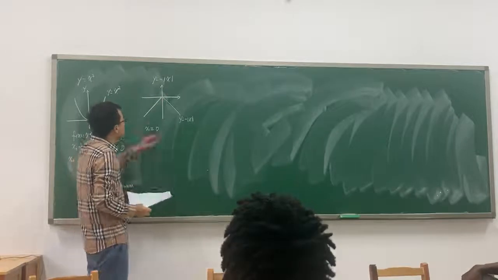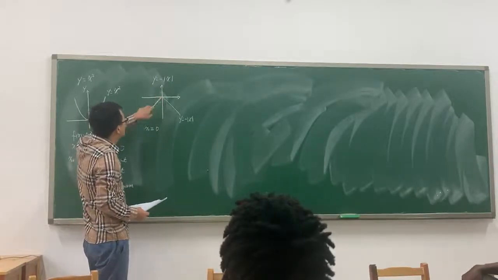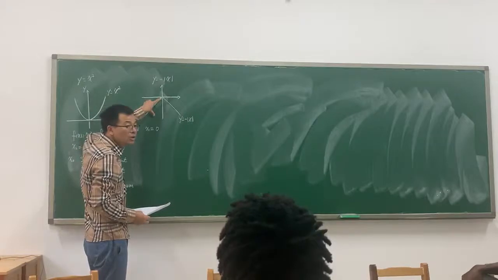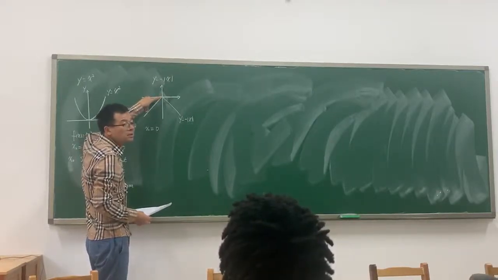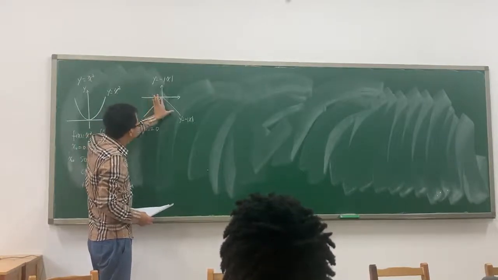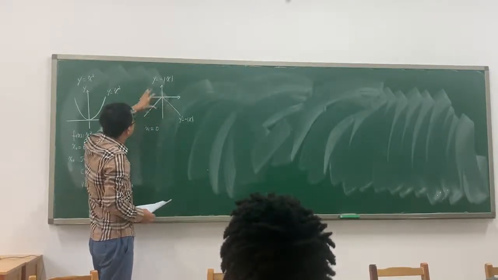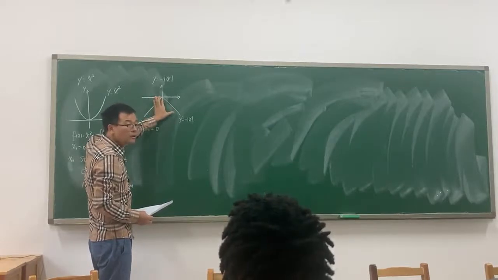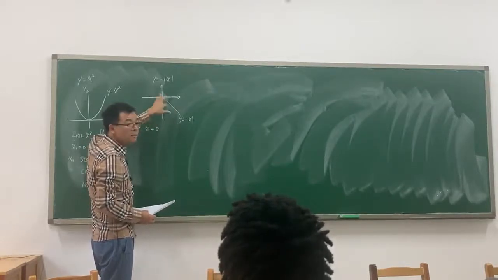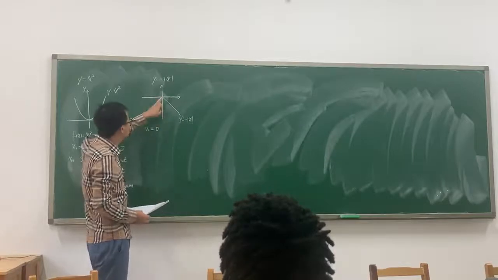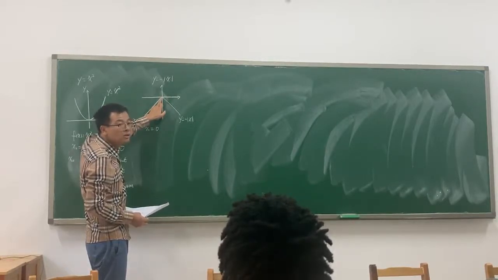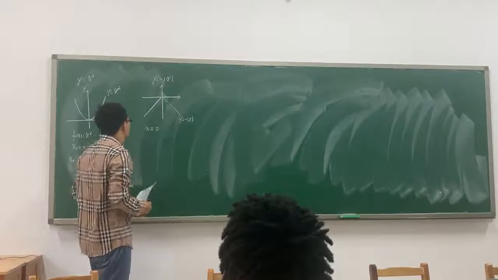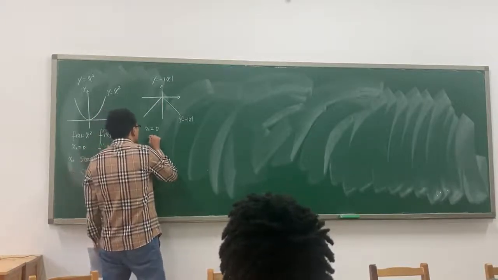Of course, you can see at this point the left slope is 1, and the right slope is minus 1, so they are not the same. This means that at this point the derivative does not exist. So this point is the critical point. So x0 is the critical point.